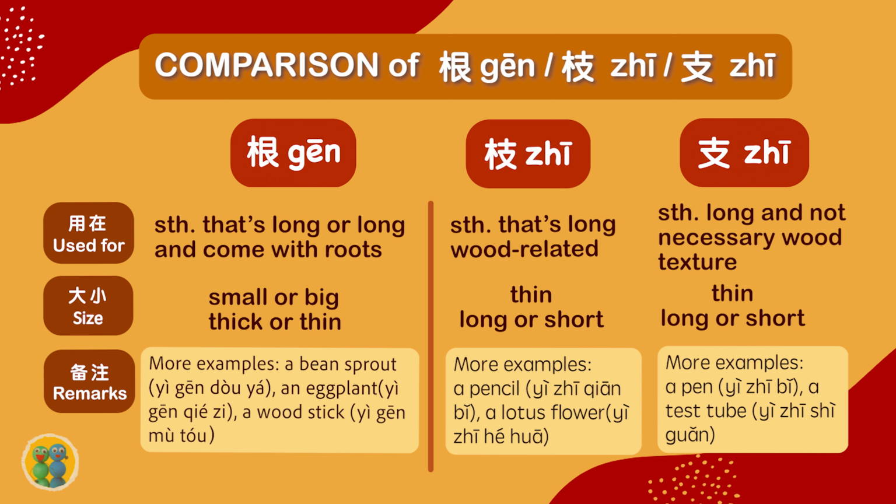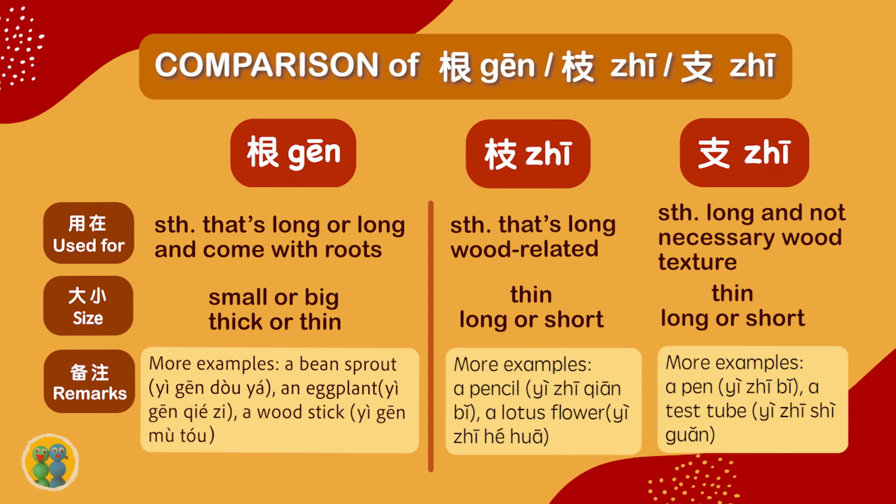More examples, such as a pencil. 一枝铅笔, 一 means one, 铅笔 is pencil. A pencil is made out of wood, so it's wood related. So we use 枝 with a wood radical. A lotus flower, 一枝荷花, 荷花 is lotus flower. But the lotus flower here means the lotus that comes with the whole stem. It's not only the flower, but with its whole stem.